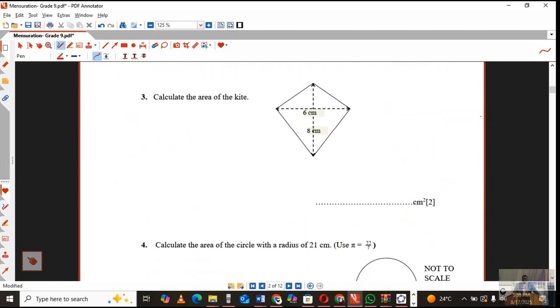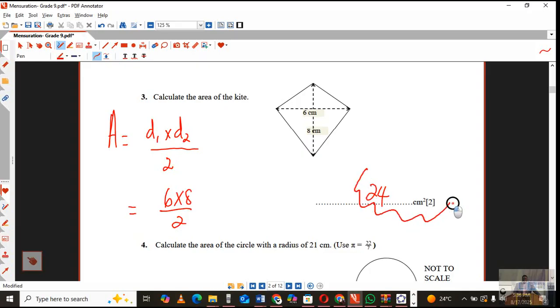Right, you have got the kite here. They say find the area of the kite. Now the formula to calculate the area of a kite: you're going to multiply the diagonals with each other. So you say diagonal 1 times diagonal 2, and you're going to find half of it. So you're going to say 6 times 8, and then you're going to divide that answer by 2. Okay, so the answer here will be 24 square centimeters. I mean the area of that kite.